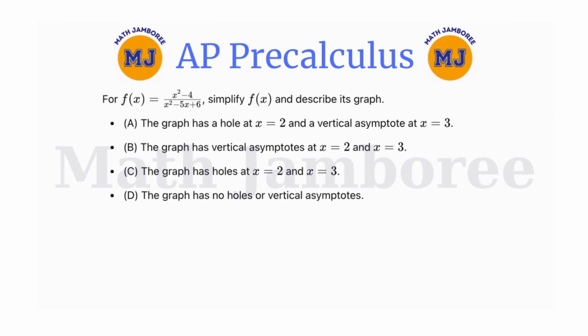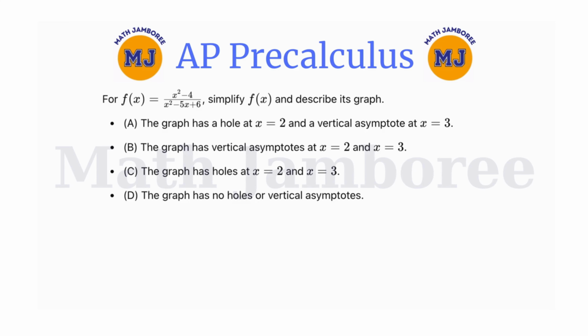In this video, we have another AP Pre-Calculus type of question from the topic of equivalent representations of polynomial and rational expressions. So let's dive into it. In this specific question, for f of x equals x squared minus 4 over x squared minus 5x plus 6, simplify f of x and describe its graph.